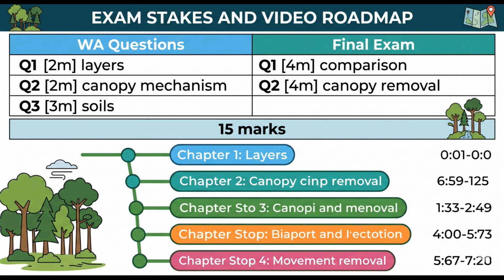Then for the final exam, question 1, 4 marks, compares the canopy with the forest floor. Question 2, 4 marks, explains why removing the canopy causes permanent damage. 15 marks in total across WA and final exam. Every one of those marks is covered in this video. Here is the roadmap. Let us begin.